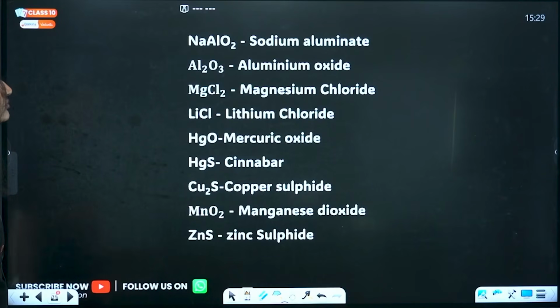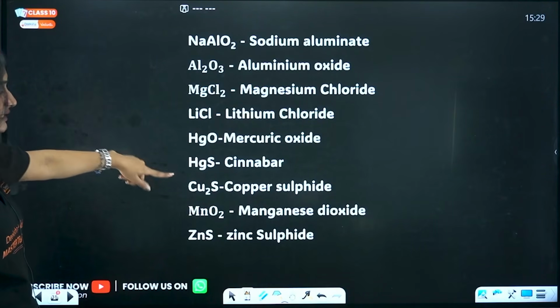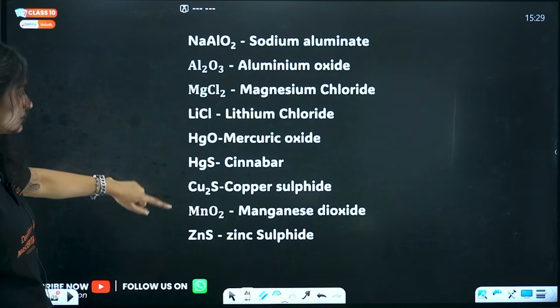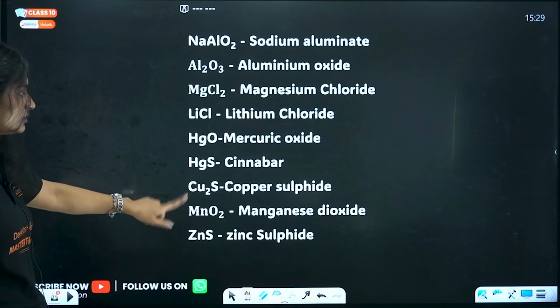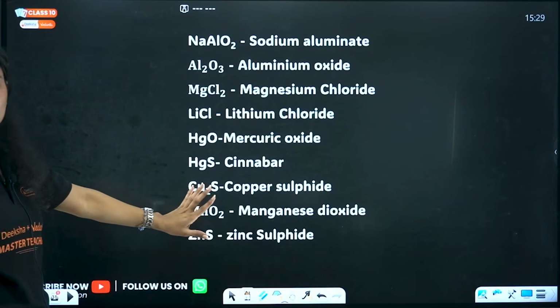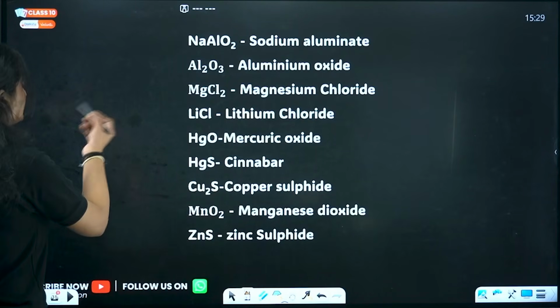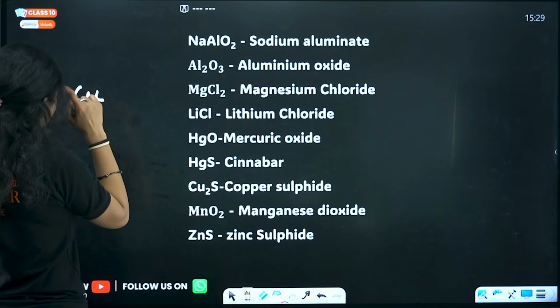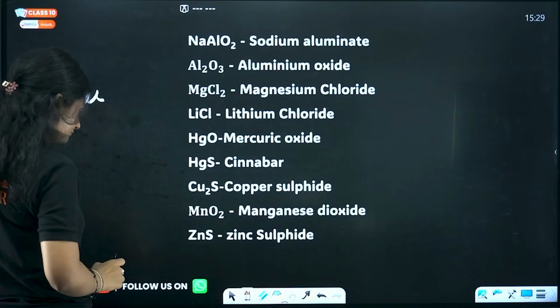Okay, then you have sodium aluminate, aluminum oxide, cinnabar, HgS, which is an ore of mercury, lithium chloride, magnesium chloride, manganese dioxide, MnO2. Simple, you just have to remember their valencies. Copper sulfate, copper sulfide.